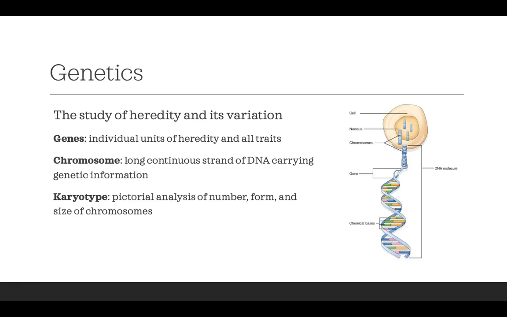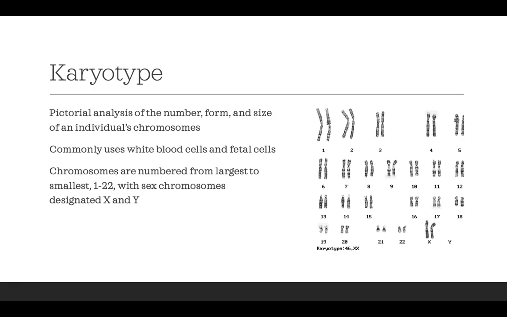So let's look at this a little bit closer. Here is an example of a karyotype. As you can see, it is a picture of an individual's chromosomes. We can see here the 22 sets and the sex chromosomes. Do you think this is a male or a female? I'll give you a hint. Here's our clue right here. We have two X chromosomes, so this is the karyotype of a female.